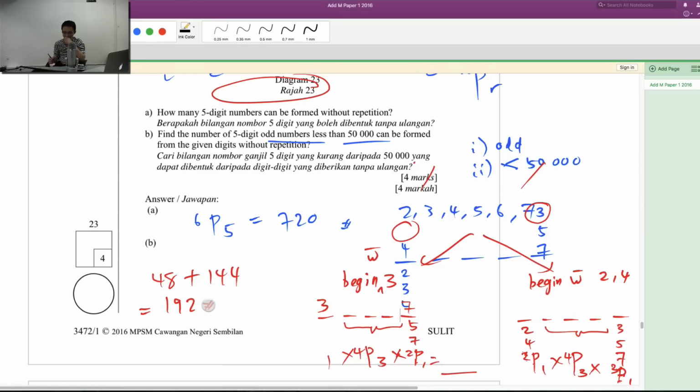So if you imagine, if the first digit I put 5, I have 5, 2, 3, 4, 6, 7, for example. This value is already bigger than 50,000, because the question says it cannot be bigger than 50,000. So it's not possible I put 5 at the first place.